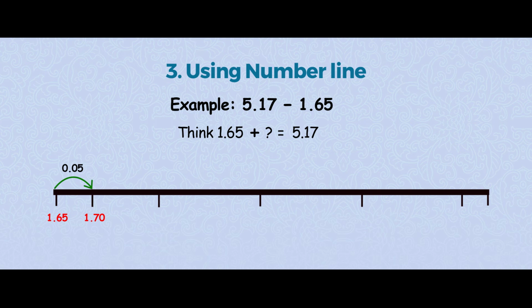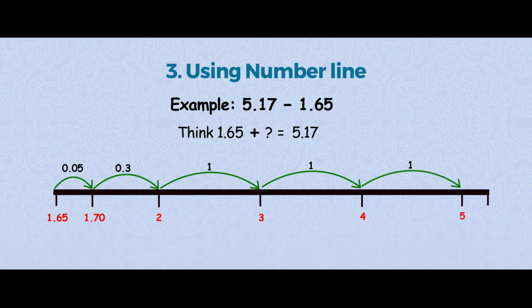So when you add this, you get 1.70. Further, if you add 0.3, that is 3/10, to 1.70, you'll get 2. Now, your journey will be very easy. So from 2, you just add 1, you reach 3. And from 3, when you add 1, you reach 4. And further one more, you reach 5. Now, the last number that you are going to reach is 5.17. So you have already reached 5. So you only need to add 0.17. So when you add this, you reach 5.17.